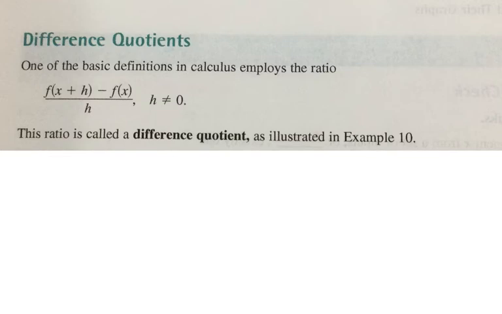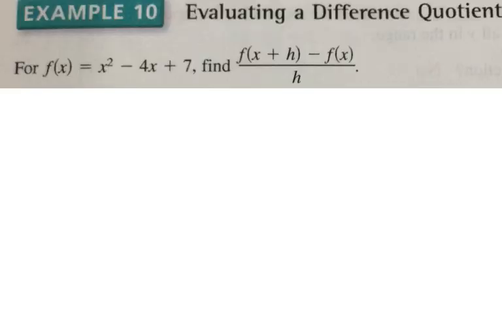So anyway, this ratio is called a difference quotient, as illustrated in example 10. So we're going to look at example 10 next. Okay, so we've got a function, f of x. This is my function. F of x is x squared minus 4x plus 7. Now I want to find what I get when I plug that into the difference quotient, which is f of x plus h minus f of x all over h.